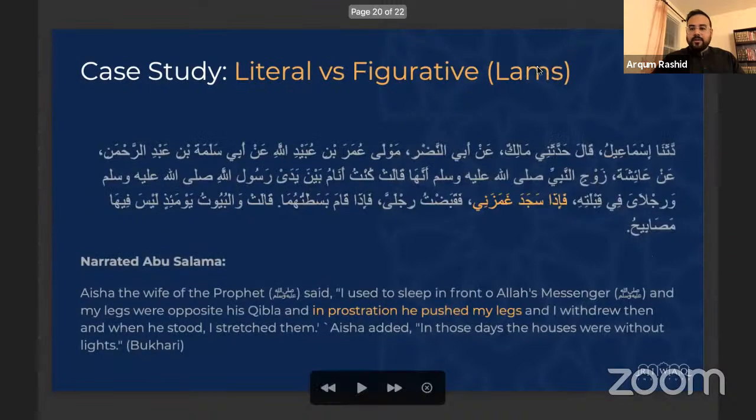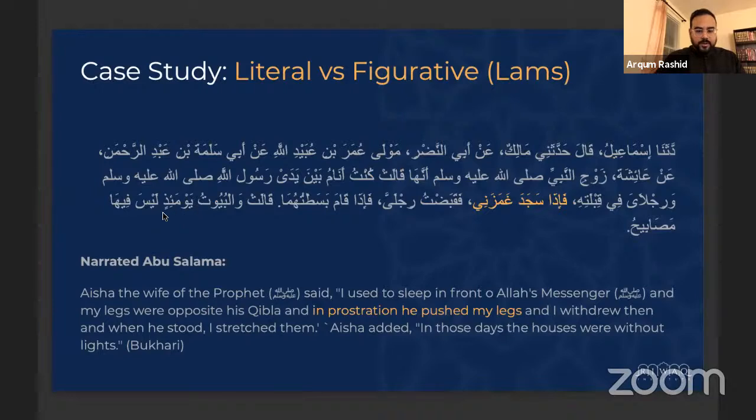All right, let's look at this hadith. So now there's a hadith of Aisha radiallahu anha in which she says that she used to be sleeping in front of the Prophet ﷺ while the Prophet ﷺ was praying. So, okay, I'll get to that question as well. The ruling itself is not specific to women.